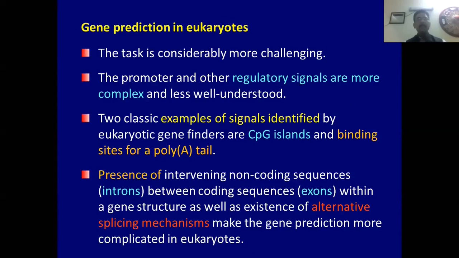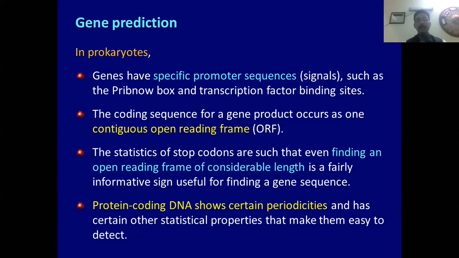Then gene prediction, as I already said, is usually simple in the case of bacteria, because in bacteria the coding sequences lie contiguously in the chromosome. That means they are serially arranged without any intervention by non-coding sequences. So they can be easily identified by identification of the open reading frames, that means contiguously arranged codon sequences.